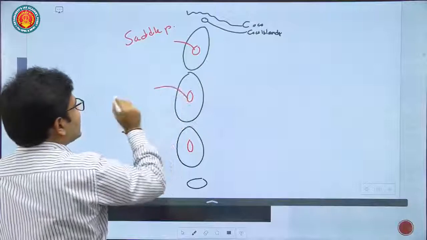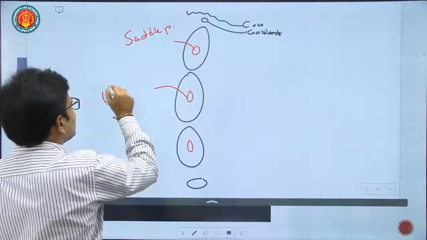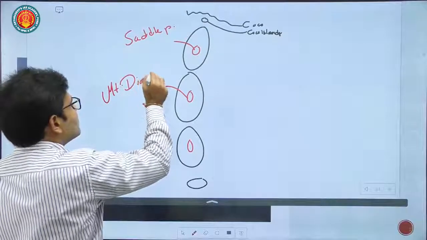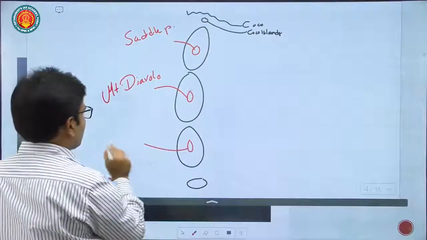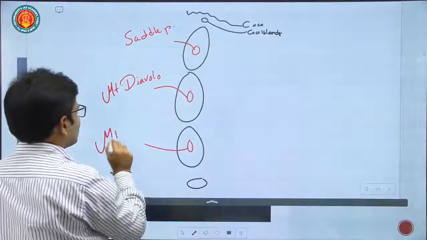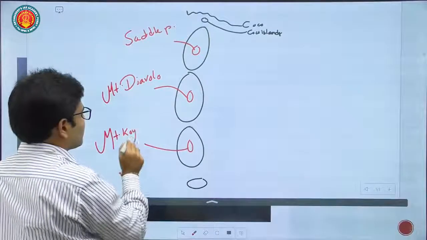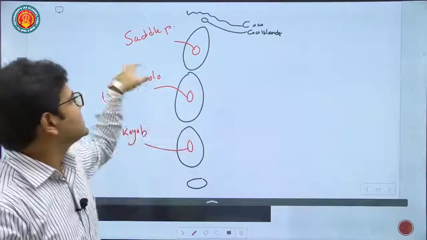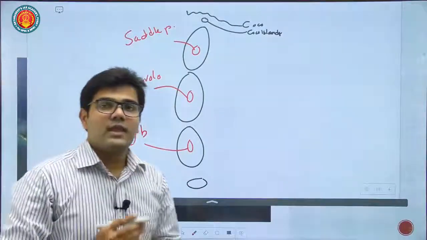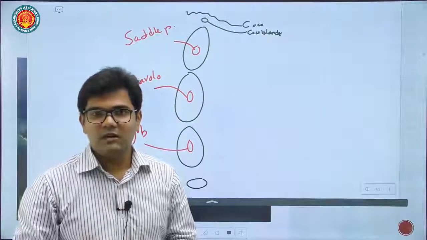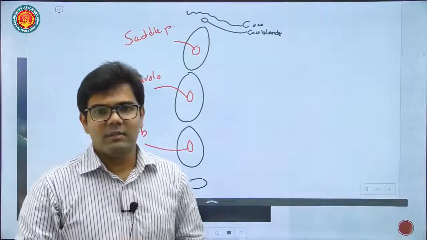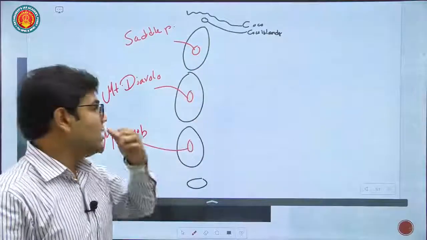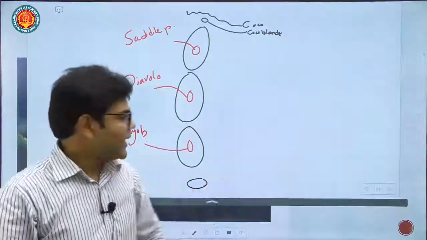In Middle Andaman, the highest peak is known as Mount Diavolo. And in South Andaman, it is Mount Koyog. Fine. And out of these three, the highest peak is Saddle Peak. If the question comes, which is the highest peak of Andaman and Nicobar? The answer is Saddle Peak. Saddle Peak is the highest peak of both Andaman and Nicobar Islands.